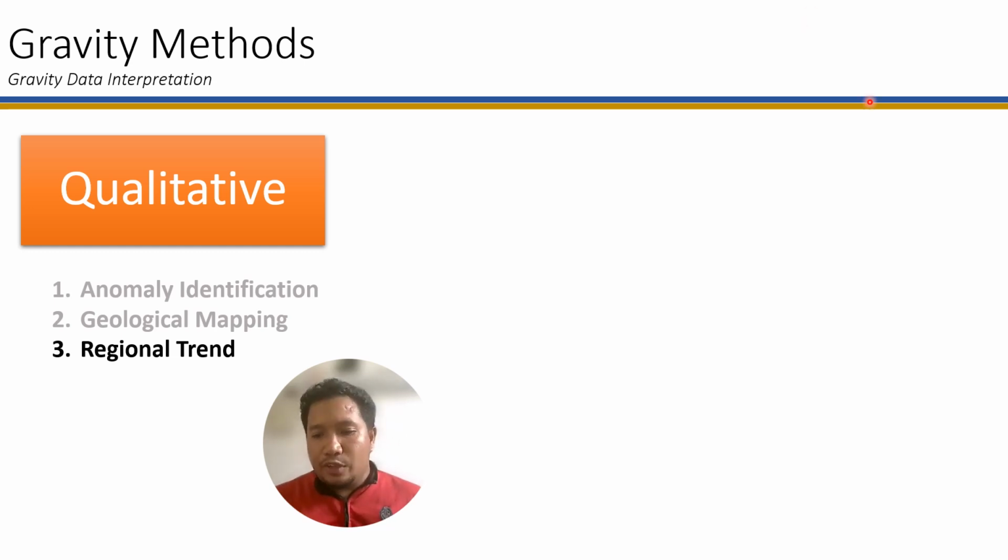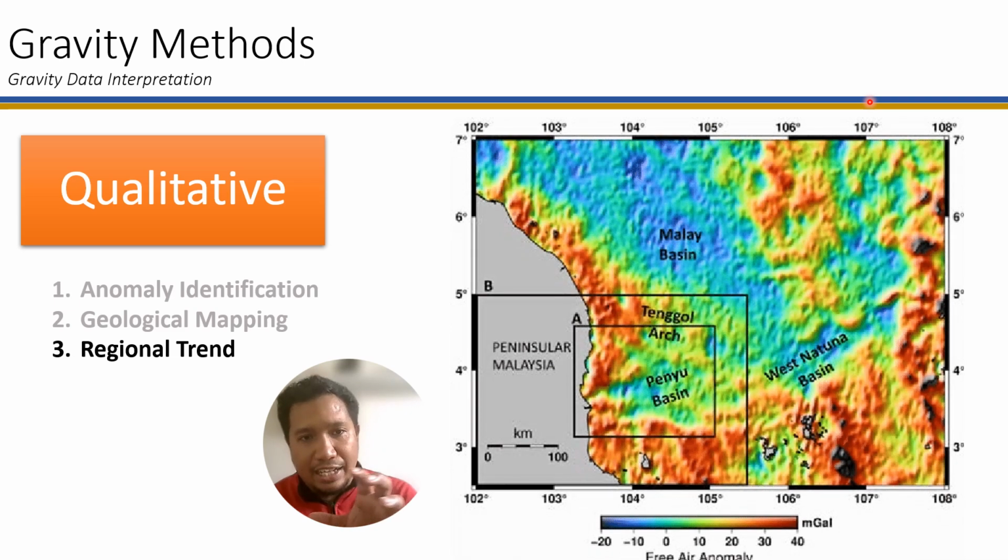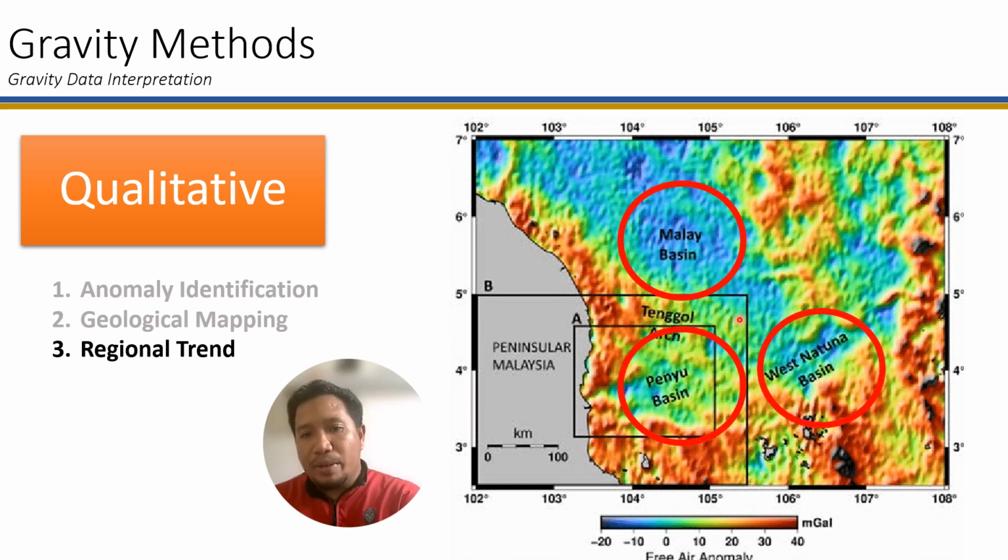For example, I give you an example here. In the provided image, there are 3 major sedimentary basins that can be identified at the offshore of eastern Peninsula Malaysia based on the low gravity anomaly here, the blue color. They are the Malay Basin, the Penyu Basin, and the West Natuna Basin.